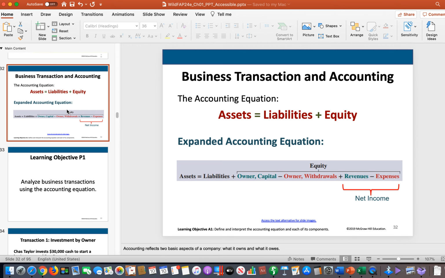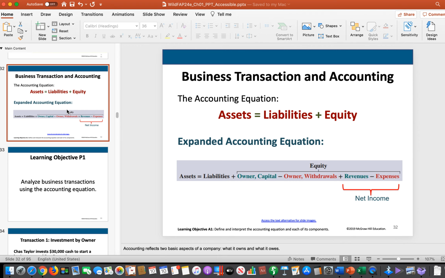Now, I also want to bring to your attention, net income could also be a net loss. If your expenses are greater than your revenues, you're going to have a net loss. So for instance, if you have revenues of $1,000 but expenses of $1,300, then you're going to have a $300 net loss.